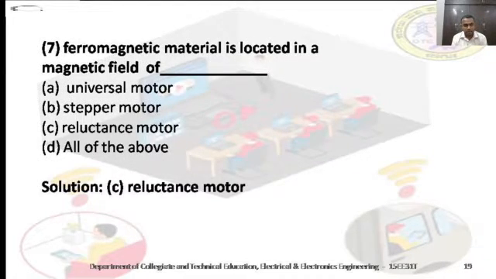The next one, the ferromagnetic material is located in the magnetic field of dash: universal motor, stepper motor, reluctance motor, or all of the above. The answer is reluctance motor. The ferromagnetic material is only provided in reluctance motor, not in the universal, neither the stepper, only in reluctance motor, in order to produce that revolving torque without any DC excitation for the rotor.